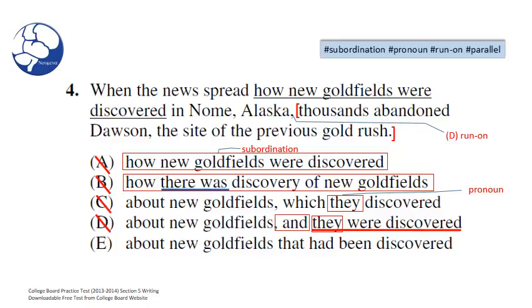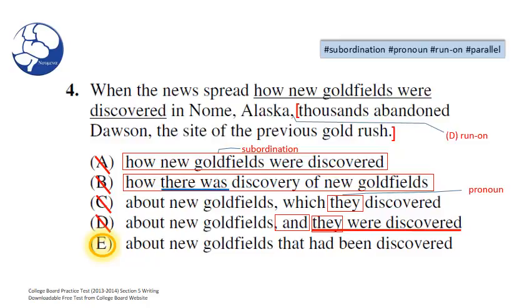Let's look at the sentence. When the news spread about new goldfields that had been discovered in Nome, Alaska, thousands abandoned Dawson, the site of the previous gold rush. What do you think about this sentence? Does it work? Does it make sense? Of course it does, especially because we have eliminated all the other choices with grammar. So we know confidently that E is our answer.